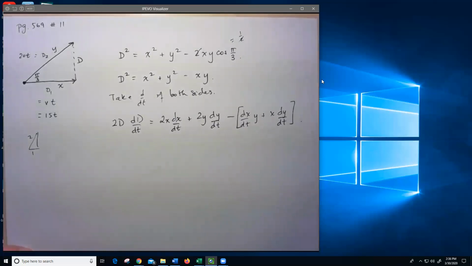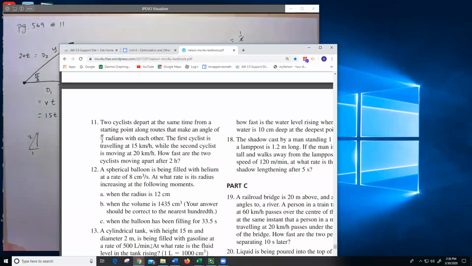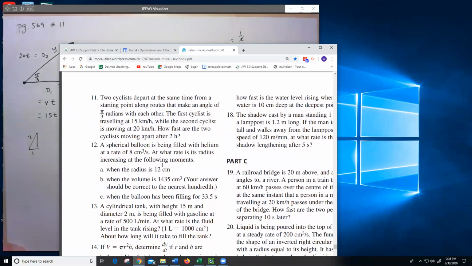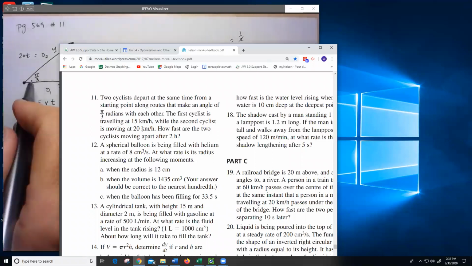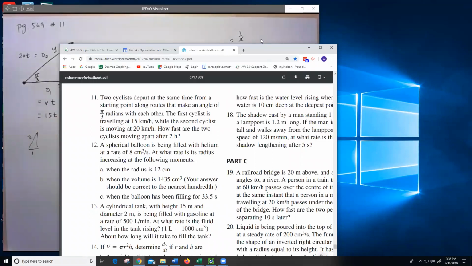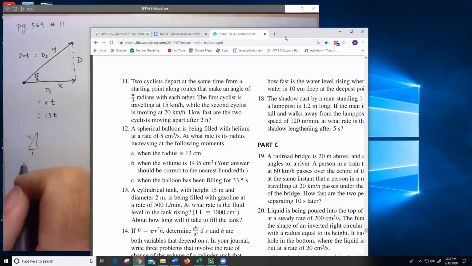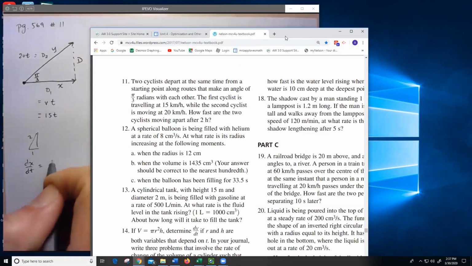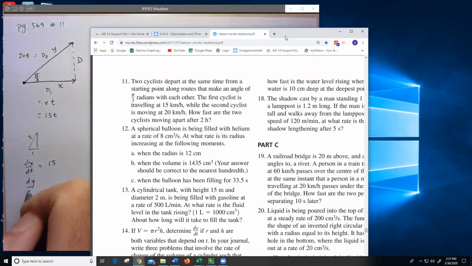Now, what do I know? What do I already know here? What did they give me straight out in this question? So let me bring up the question. Perhaps here, you see that what they gave me were those two velocities. Okay, so I'm going to write this down here. I know that this first velocity dx/dt is just equal to 15, and dy/dt is equal to 20.